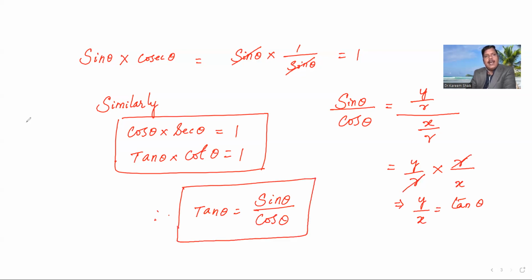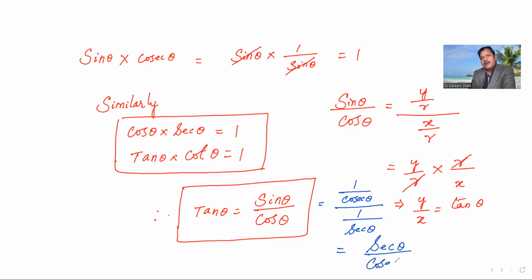Now, can we write sine theta as 1 upon cosecant theta? I am extending the formula: 1 upon cosecant theta upon cos. Can I write 1 upon secant theta? So it can be written as secant theta upon cosecant theta. So you have to remember, tan can be expressed in sine and cos as sine upon cos. If you want to express it with reciprocals, secant theta upon cosecant theta is also nothing but tan theta.